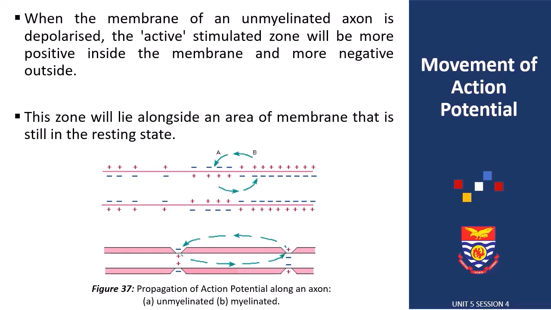This local current flow will cause sodium channels to open in the resting area of membrane, and the action potential will therefore move along the axon. The current will then flow progressively or smoothly along the axon.